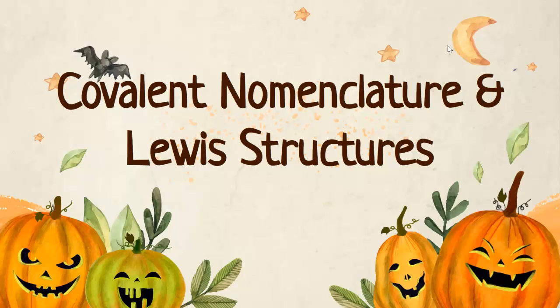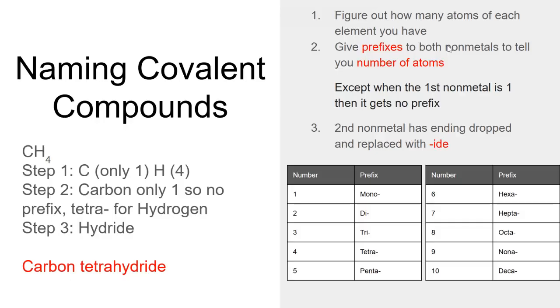Covalent nomenclature and Lewis structure looks a little bit different compared to ionic. There are 3 steps to naming a covalent compound. First, you figure out how many atoms of each element you have. Then you give prefixes to both of your elements, and that prefix tells you the number of atoms. The only exception is when there's only one of your first nonmetal, then you don't give it a prefix.